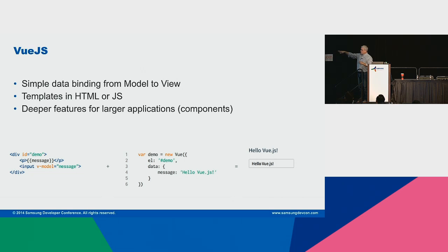And so when you go in to say demo.message and you change the value of it, your HTML is instantly changed. All the way to the point where you can actually say input v-model is message. What that does is it creates a binding between that input control and the data model.